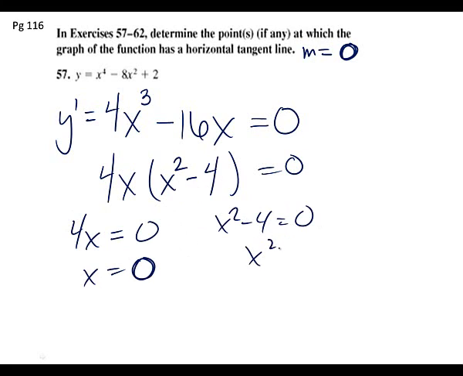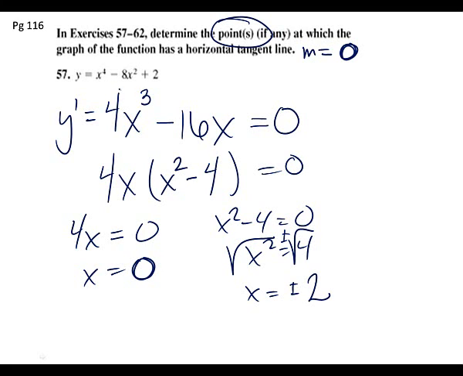We're going to add the 4 and undo the squared. When I undo the squared, what do I have to write in front? Plus or minus. So x equals plus or minus 2. Okay, but it doesn't just say the x values. It says the points. So how do I get the points? I've got to plug back into that original equation.